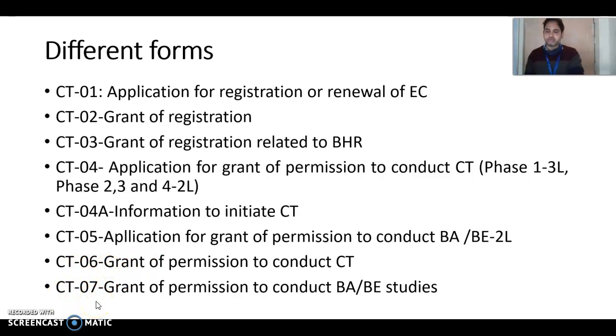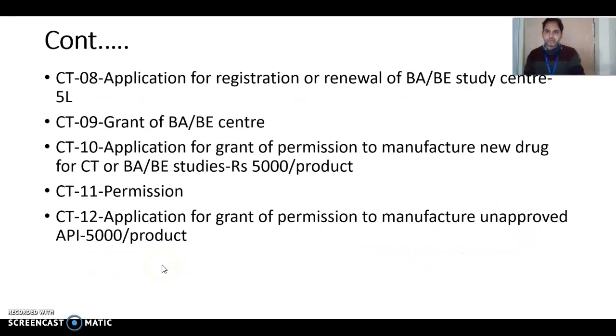Like that, CT07 is the grant of permission to conduct bioavailability or bioequivalence studies, and for the application for grant of permission you have to pay the fees, and that is CT05. CT08 is the application for registration or renewal of your bioavailability or bioequivalence study centre. If you would like to open these centres, you have to pay 5 lakhs fees along with the application. CT09 is the form in which you will get the grant of your bioavailability or bioequivalence centres.